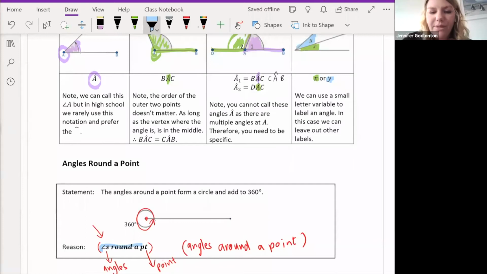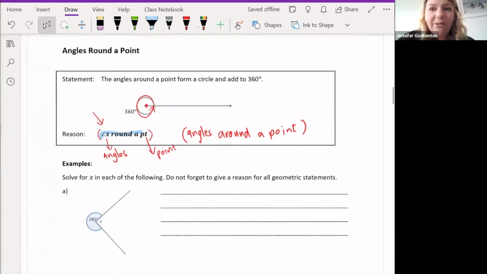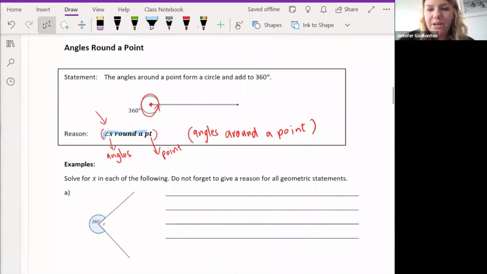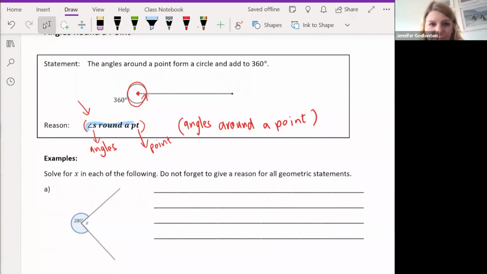So I'm going to show you exactly how I want you to start setting these questions up, and then I'm going to give you a couple to do by yourself. All right. In this first question, that's my vertex over there. So that means all of these angles together need to equal 360 degrees.